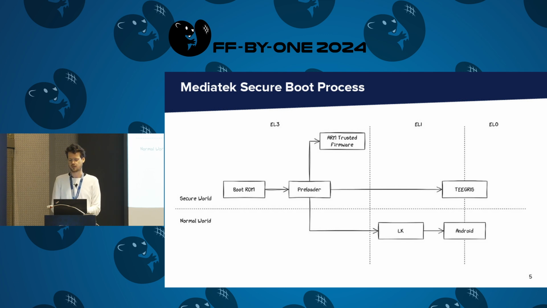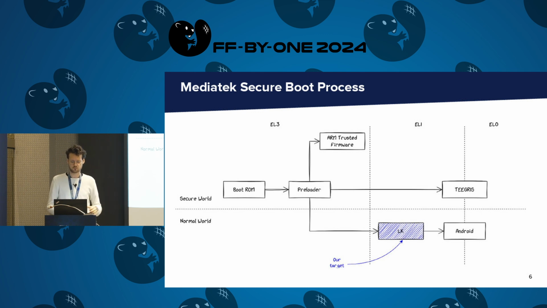Then we have Tigris. Tigris is the trusted execution environment operating system. It has both a userland and a kernel, so it runs on two different exception levels. And then we have little kernel. Little kernel is the main Android bootloader running on EL1, and it will launch Android, so the kernel and the userland. We will start our talk from little kernel, the main Android bootloader.